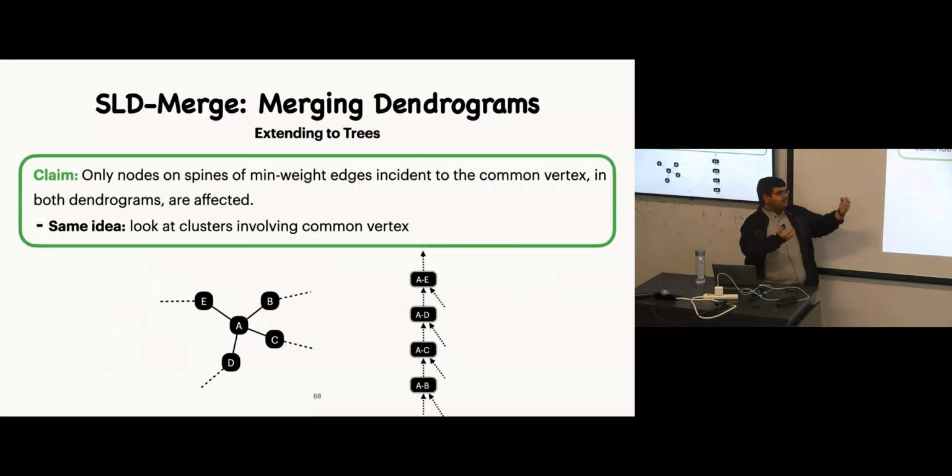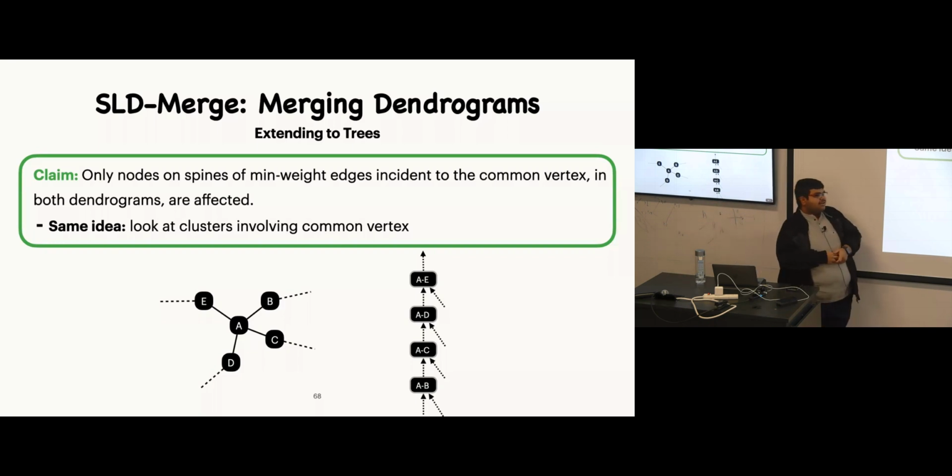So I guess I just want to give the intuition now as to how to extend the idea from paths to trees. And it's the exact same idea. So let's say you compute the dendrogram. You split the tree at a certain vertex, compute the dendrogram, and now you're just trying to merge. So basically look at all clusterings involving that common vertex, and let's say you undo them. Since they involve the same vertex, they have to appear in some sequential order in the output. So now all you need to do is redo all of them.